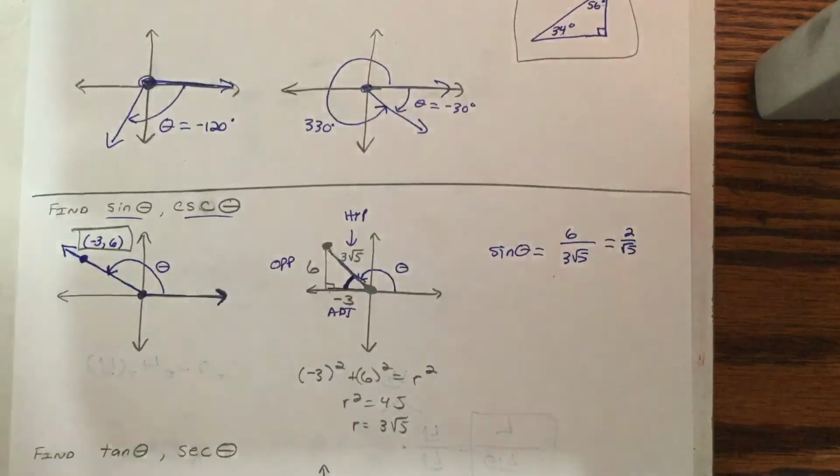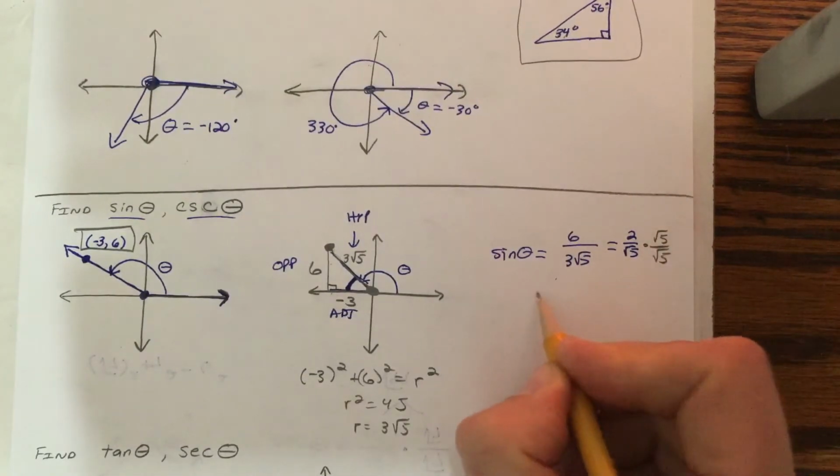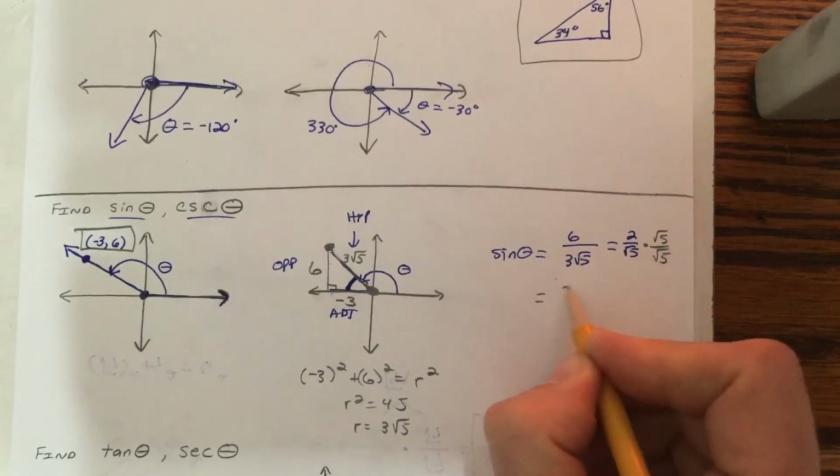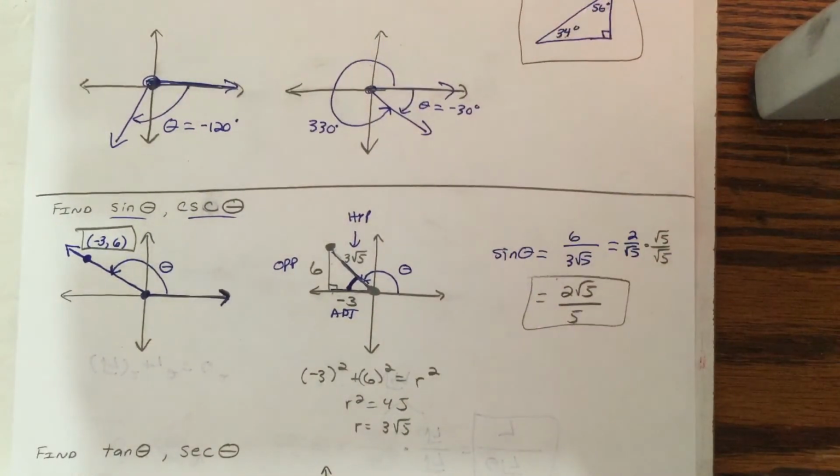And then we would need to multiply numerator and denominator by √5. So the result there, when that is simplified, would be 2√5 over 5. So that is our sine.